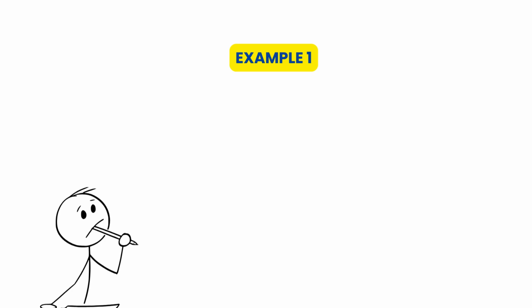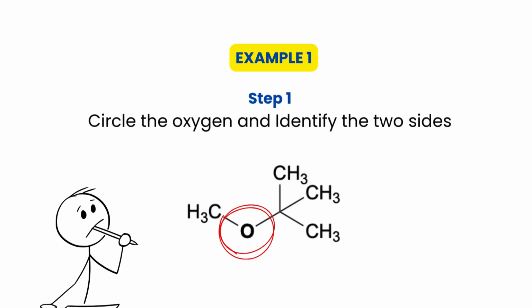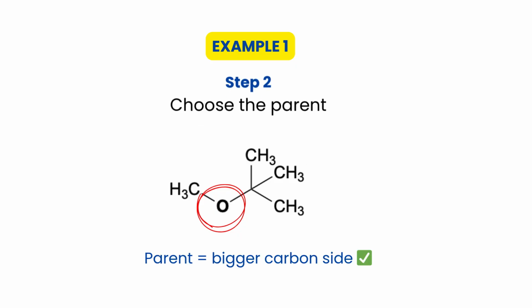Alright, example 1. Step 1 is always the same. Circle the oxygen. Once you do that, the molecule naturally splits into 2 sides. On this side, we have a methyl group, and on the other side, we have a tert-butyl group. Now step 2. Choose the parent. For ethers, the parent is the bigger carbon side. Here, this side is clearly larger, so that's our parent.